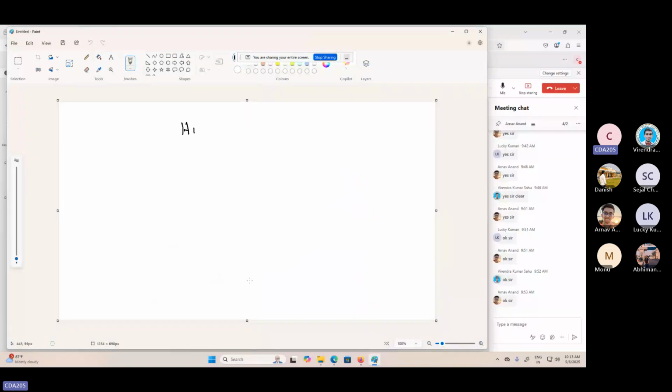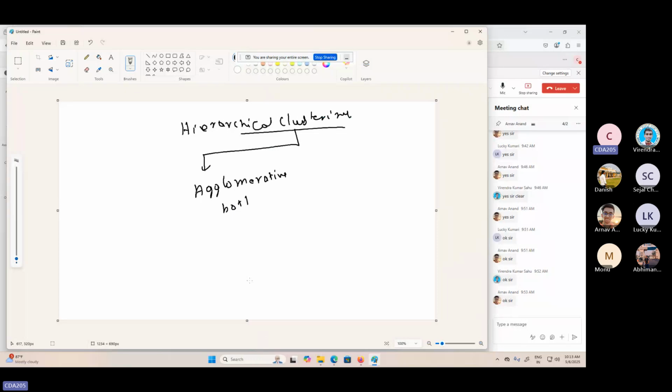When we talk about hierarchical clustering, we have two types. One is agglomerative, that is bottom up, and another one is divisive, that is top down. In this only we can come to the graph based model.